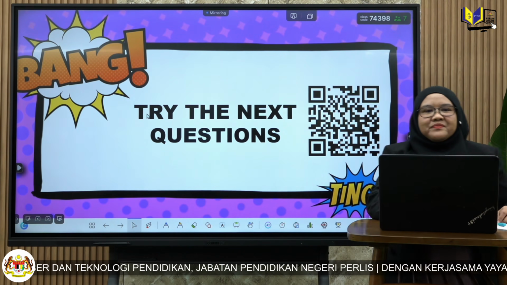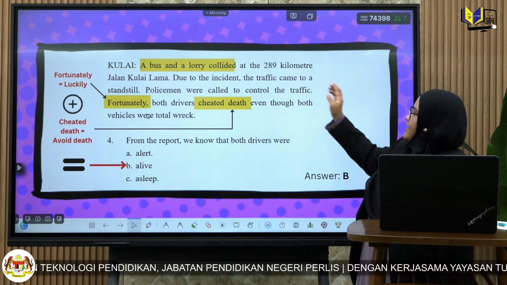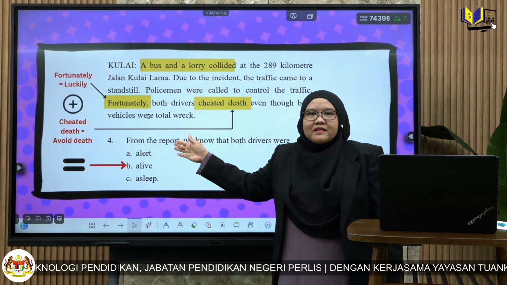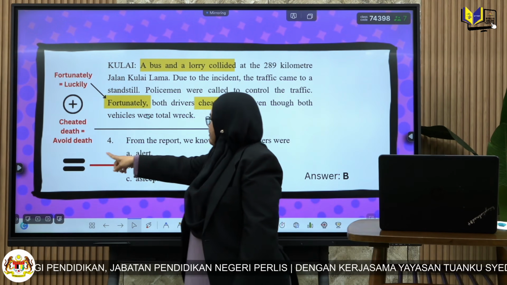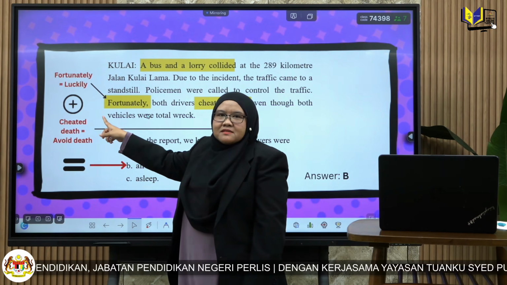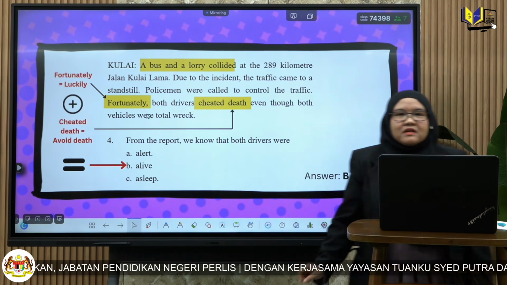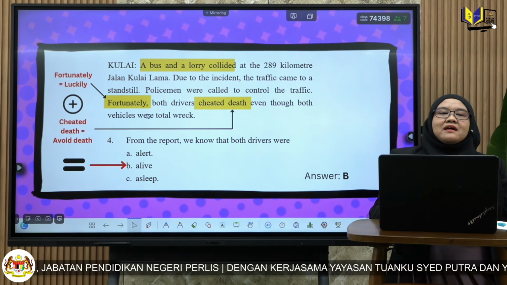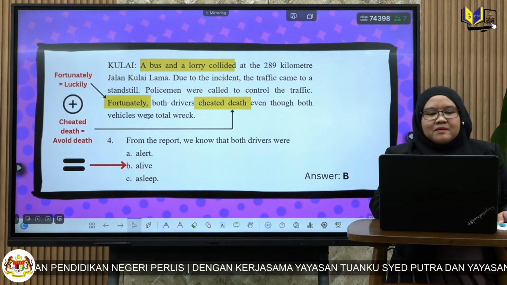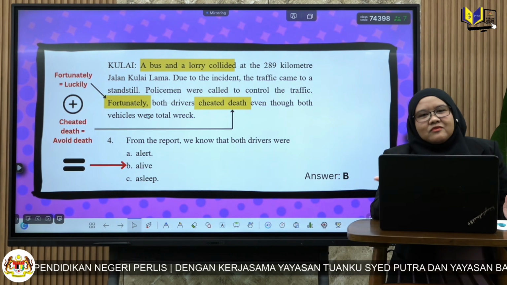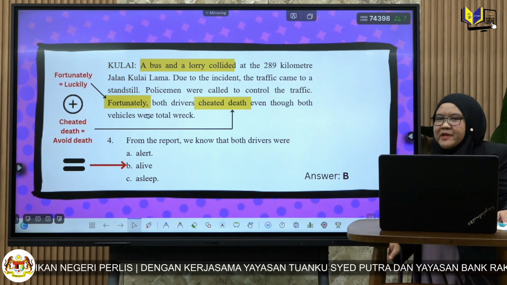Okay, let's go back. Sorry for that technicality issue. All right, so cheated death means avoid death. So when you talk about luckily and avoid death, both mean that both drivers are safe. So when they are safe, it means that they are alive. All right? Alert means something else. Asleep, well, you know what asleep means. So the answer is B.